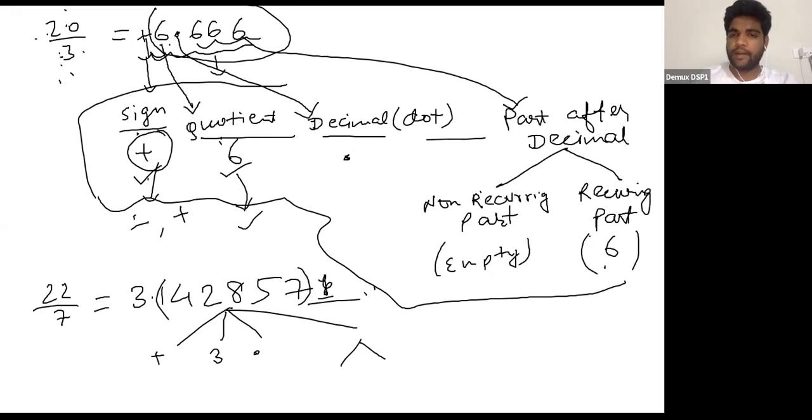Now the main parts, basically: the non-recurring part and the recurring part, right? So how do you go about computing these two? That's basically the crux of the question. This is simply old school arithmetic, right? There is no rocket science here.